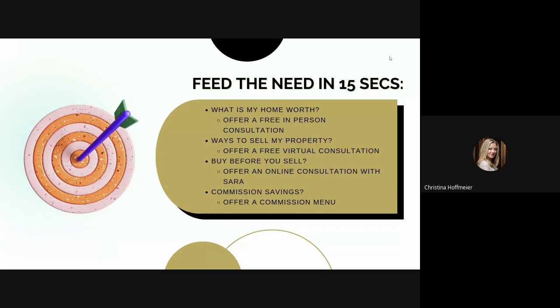Buy before you sell. This is one where you can offer an online consultation with Sarah. Sarah will do those online consultations with you. Buy before you sell. Yes, we have programs for that. In fact, our finance manager here at our office would be happy to get on a virtual call with you right from the comfort of your home. It only takes about 15, 20 minutes, and that way she can ask you the questions that she needs to see if you qualify for our program. And then commission savings. This is a great time to offer a commission menu to them and start really whittling down on what's important. We're going to go over that here in just a bit.